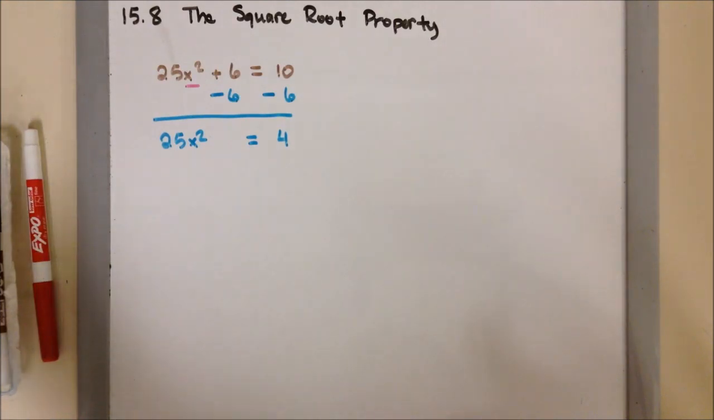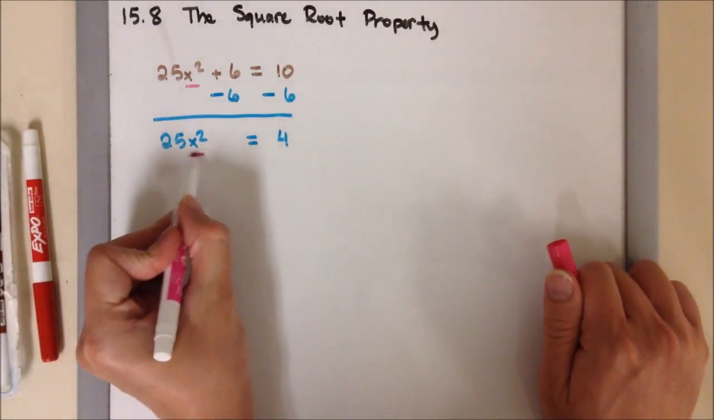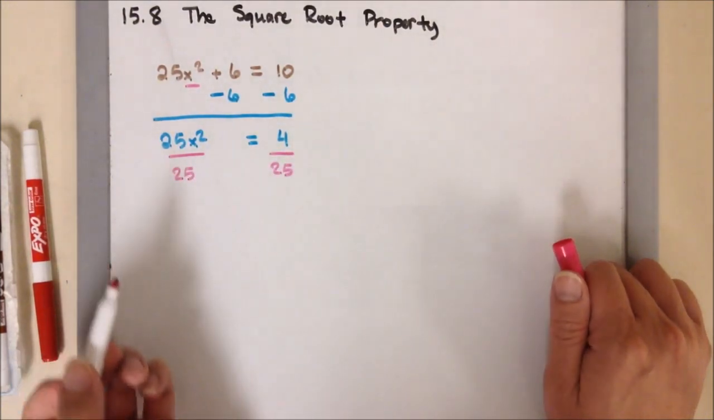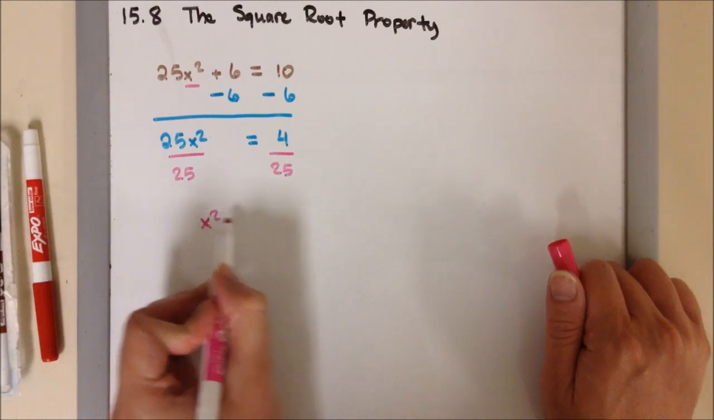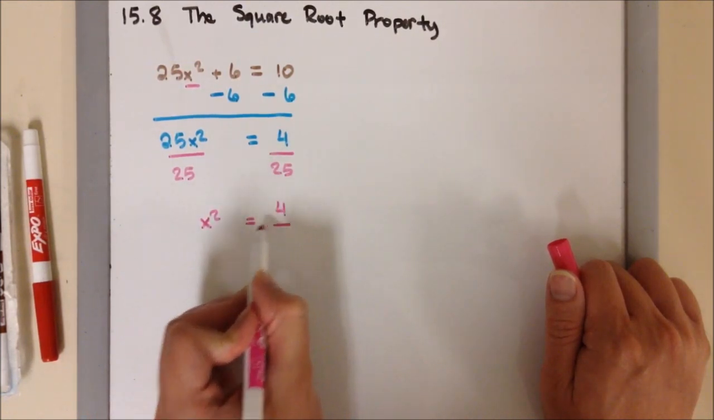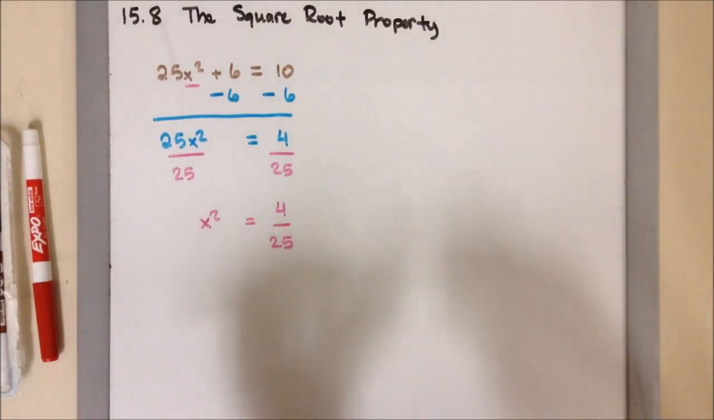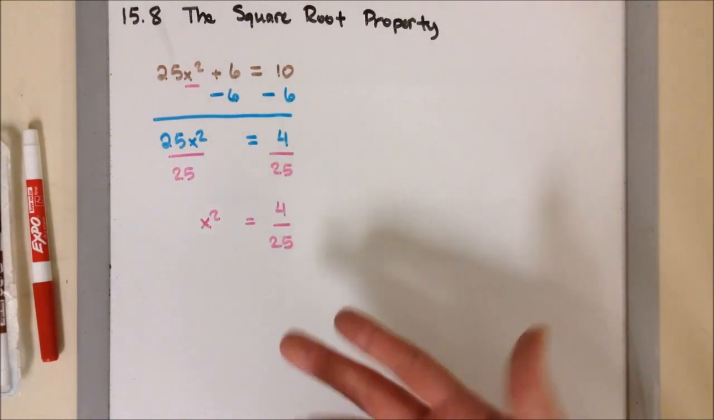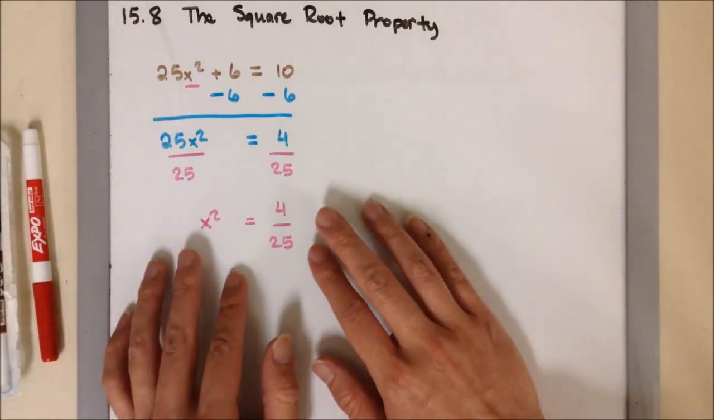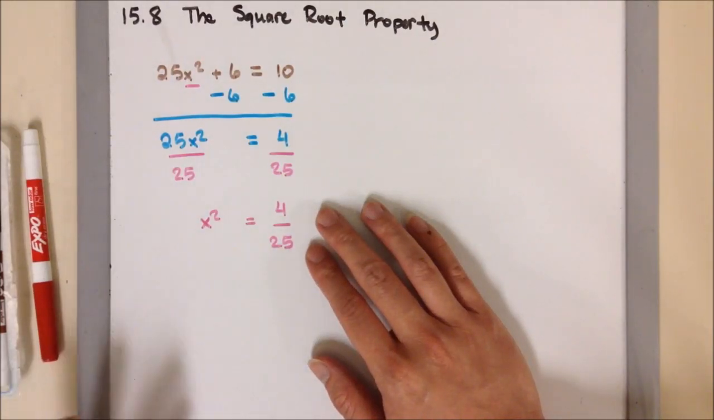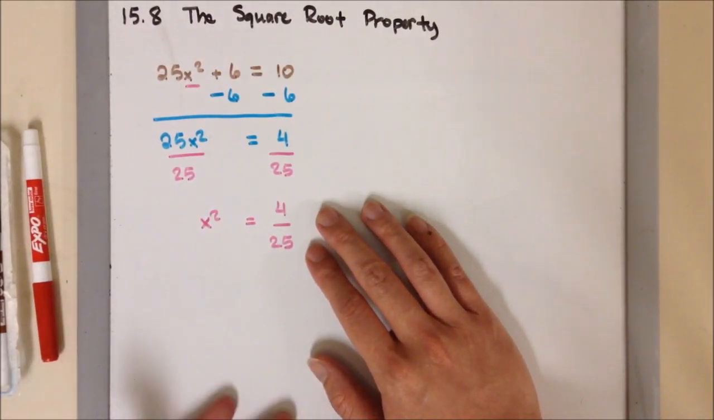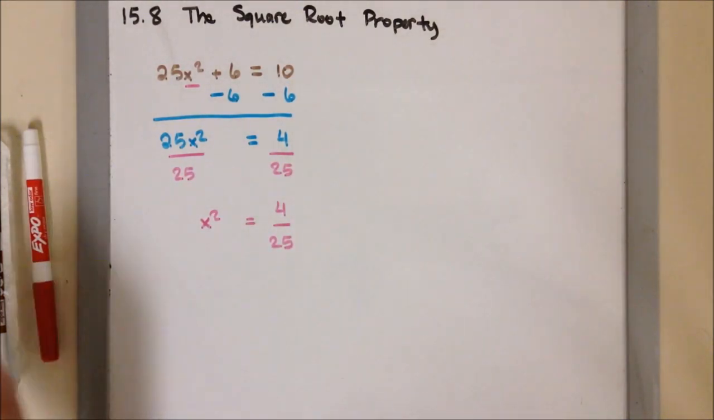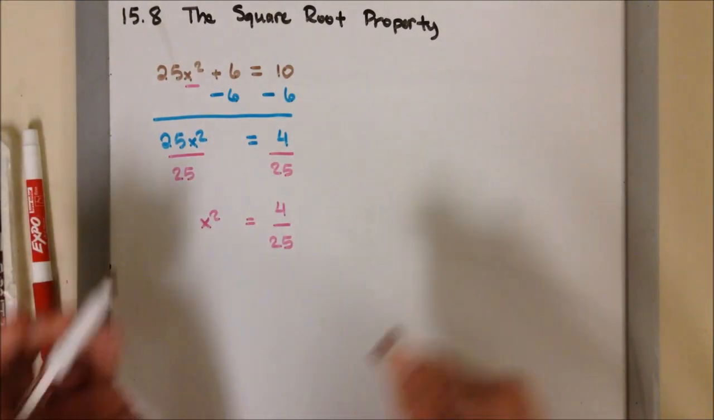After that, I'm going to divide both sides by 25 so that I can get the variable by itself. So we have x squared equal 4 over 25. And there's nothing you can do to simplify the fraction because there's nothing in common between 4 and 25. So now this is very similar to what we had in 15.1 when you're trying to find the principal root and the roots.